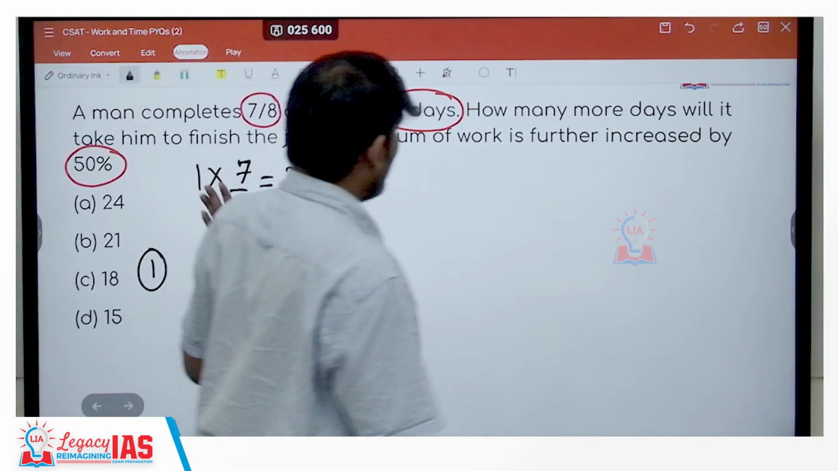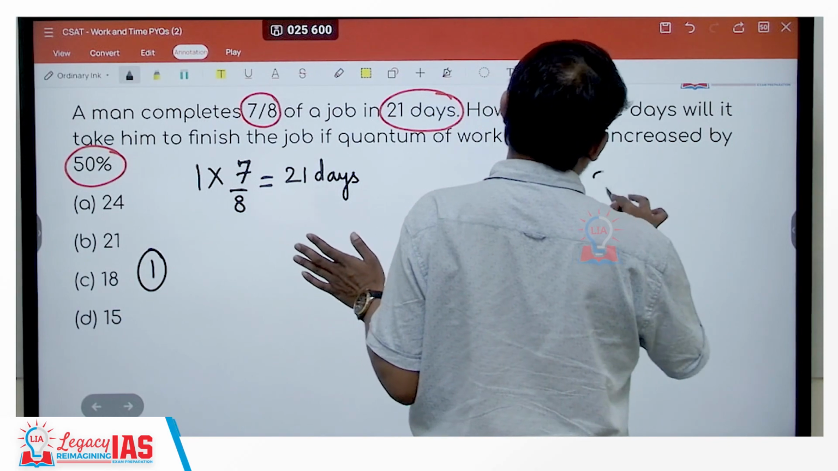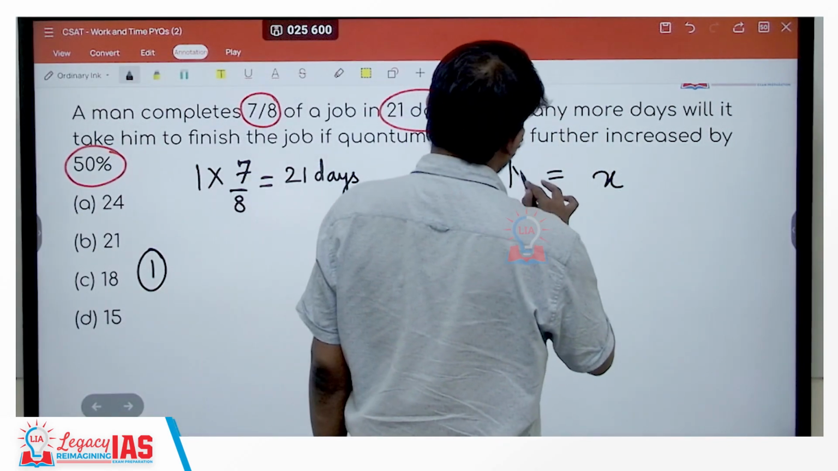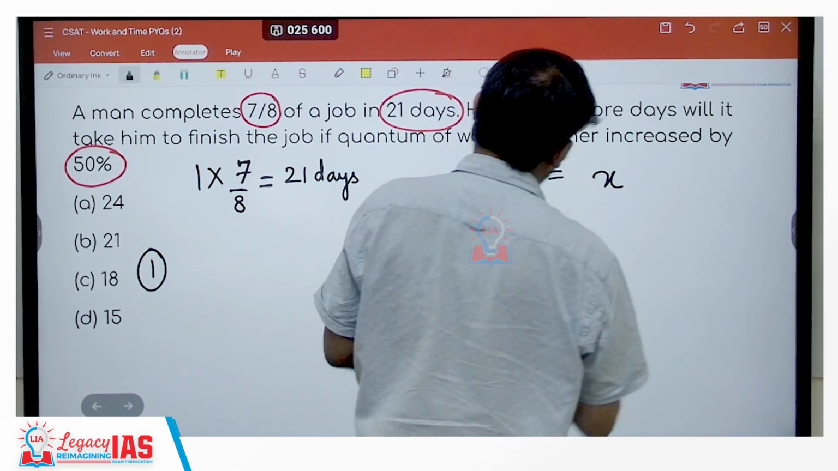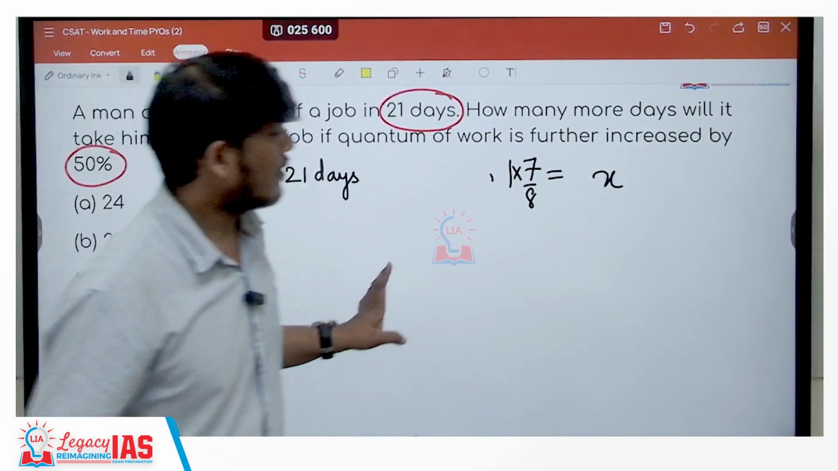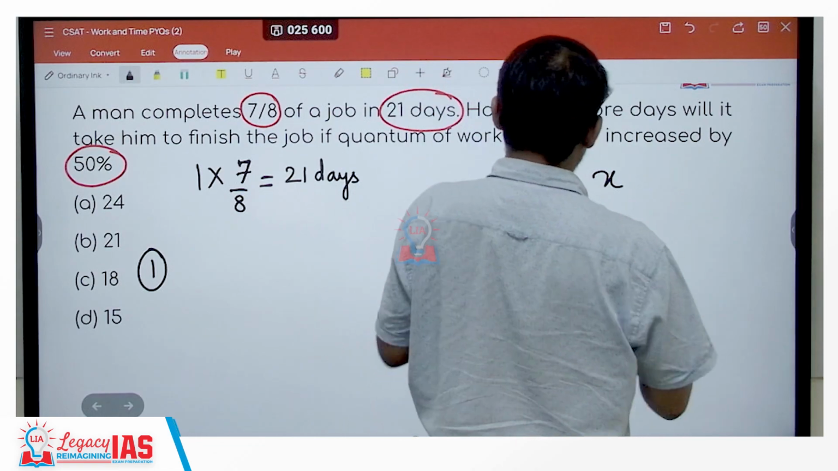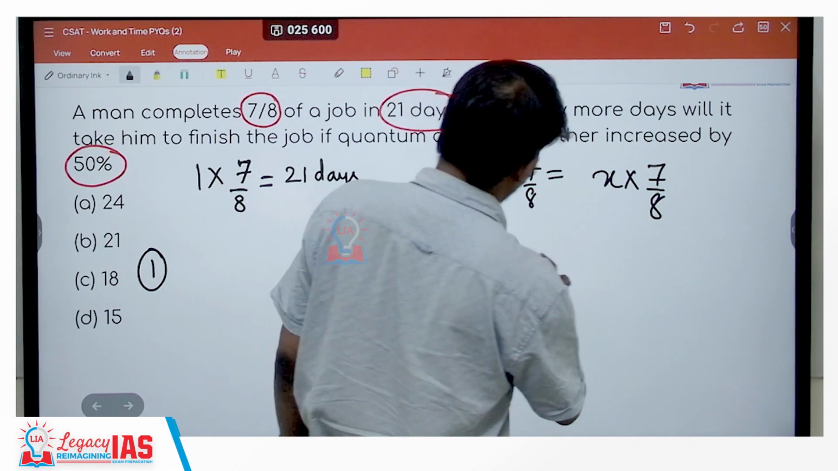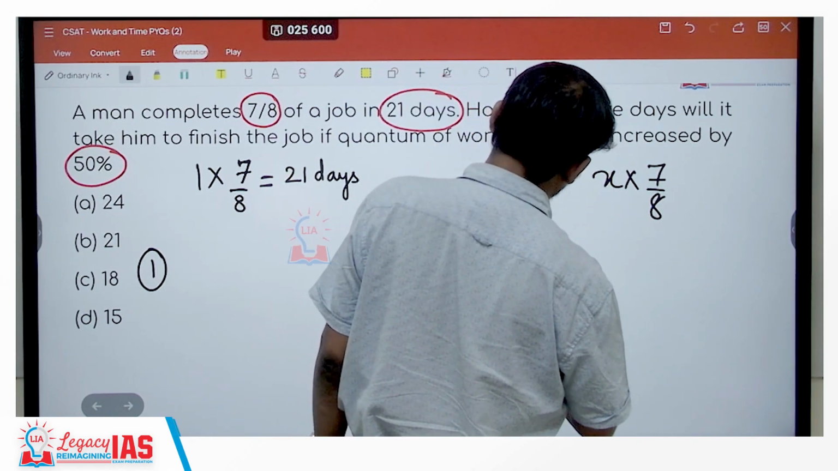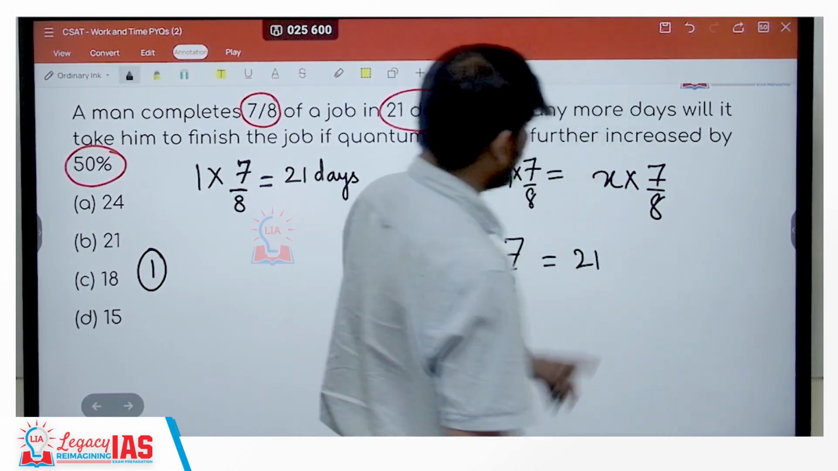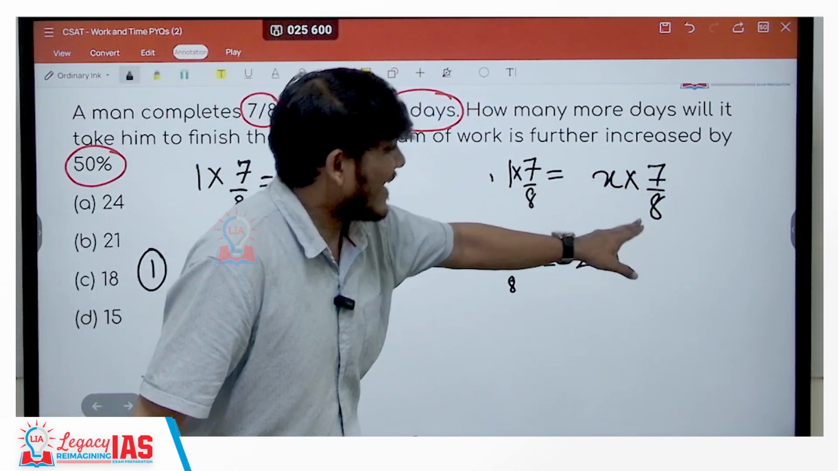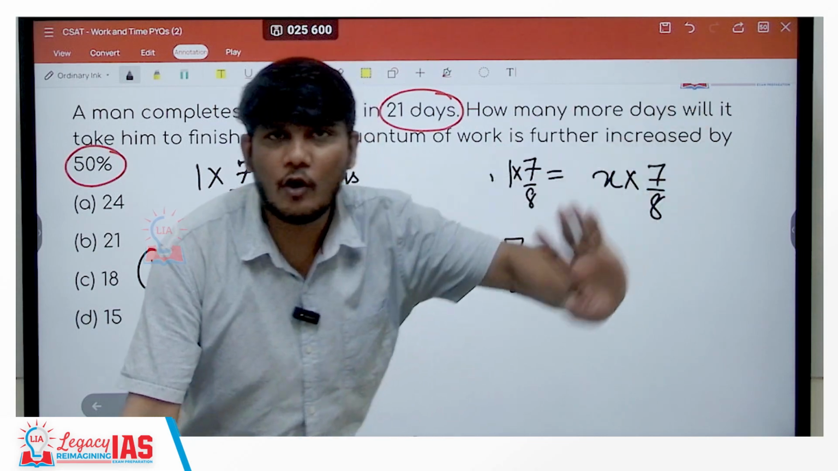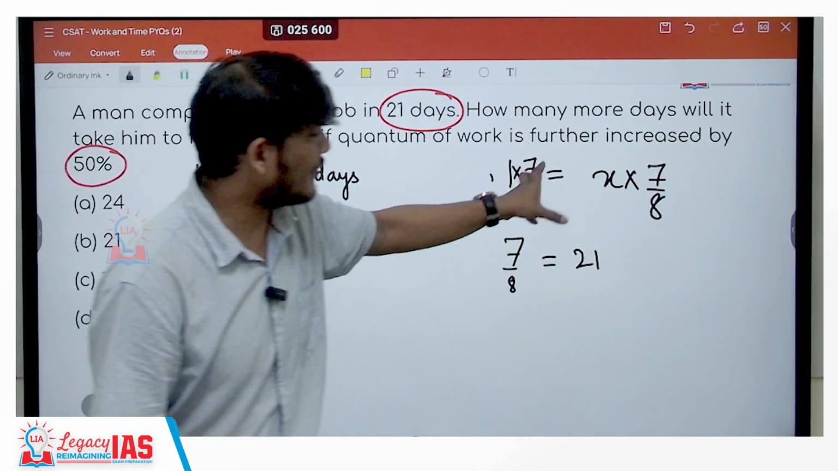So, what would have happened? One work would be done in X days. But what did they do? They said, but we are only doing 7 by 8 of that one work. So this will also be multiplied by 7 by 8. And hence we got 7 by 8 work being done in 21 days. So 21 days is what? 7 by 8 of X. 21 is 7 by 8 of X. This is the power of the invisible 1.